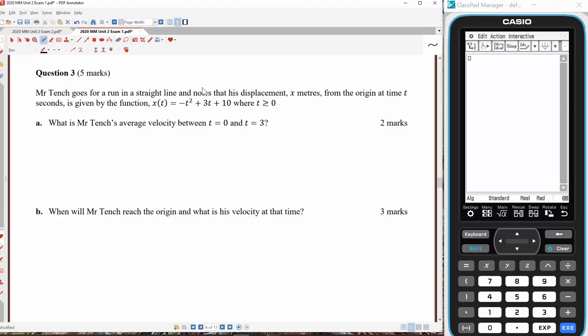Okay, Mr. Tench goes for a run in a straight line and notes that his displacement x meters from the origin at time t seconds is given by this function. What is his average velocity between t equals 0 and t equals 3?